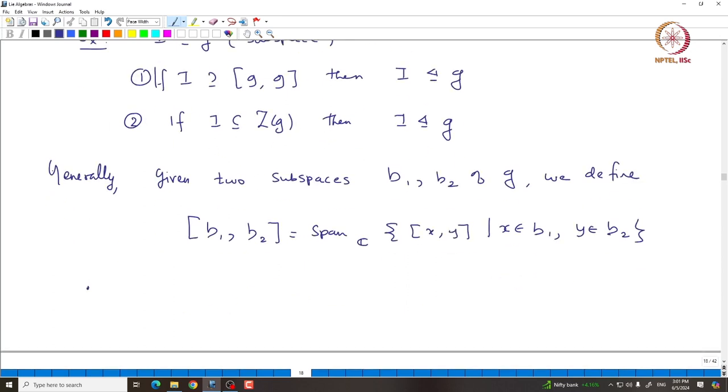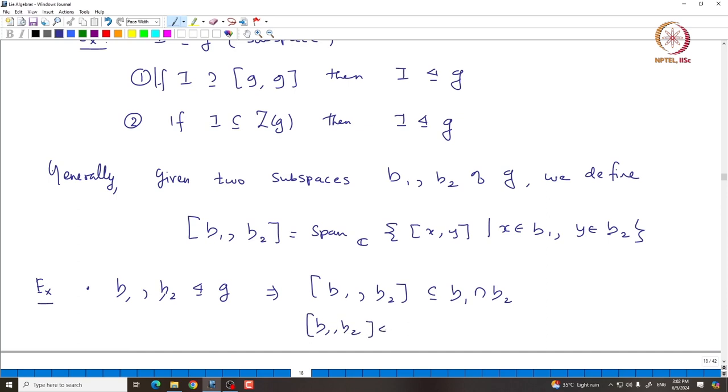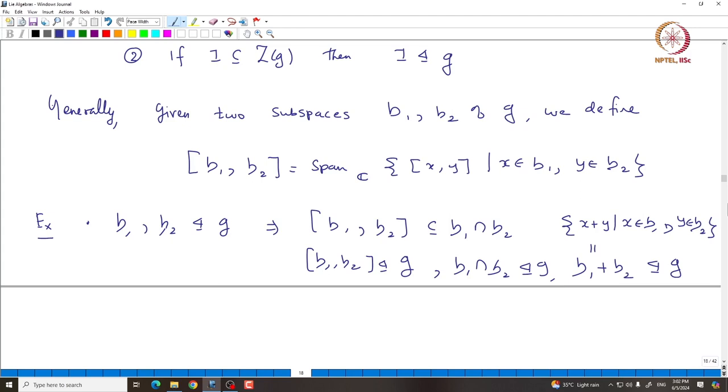So, in case you start with H1, H2 to be ideals to begin with, then it is easy to see that this bracket is also an ideal. The bracket [H1, H2] is an ideal inside G, H1 intersection H2 is an ideal in G, and H1 plus H2, which is just the sum of all elements from H1 and H2, also is an ideal inside G. These are simple exercises that are part of the general theory of Lie algebras.